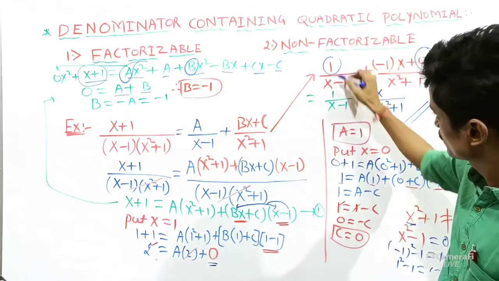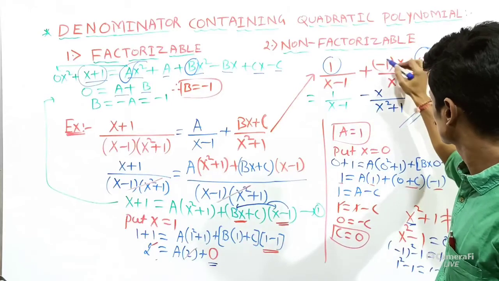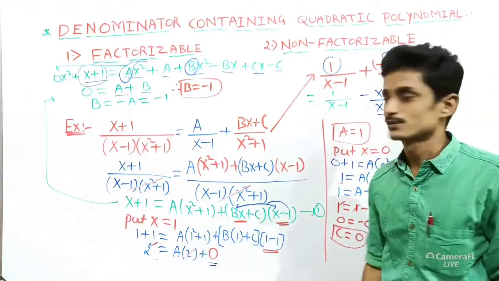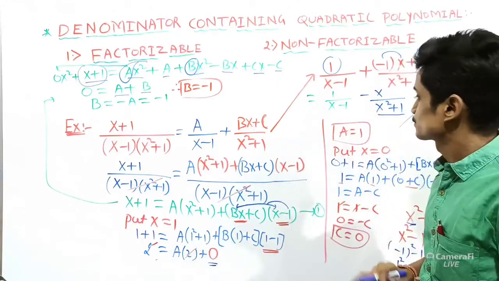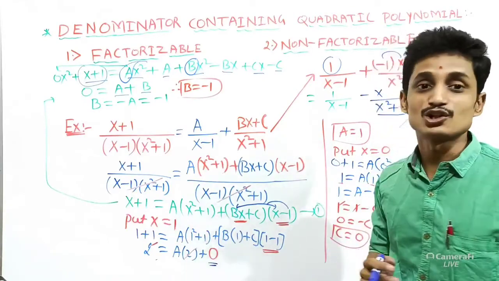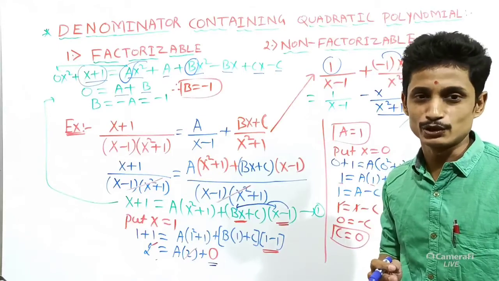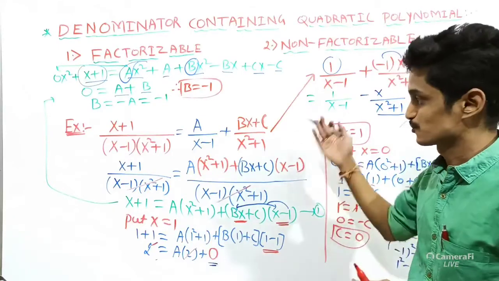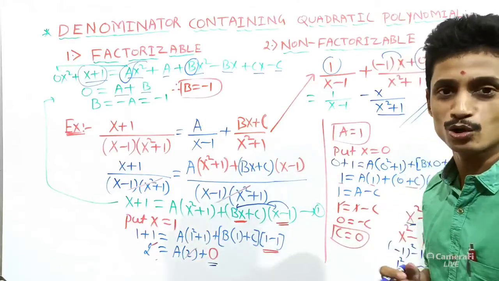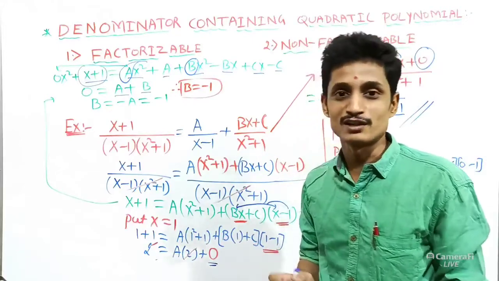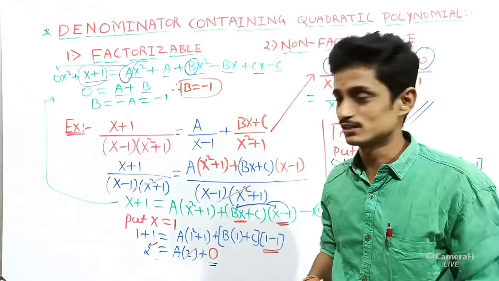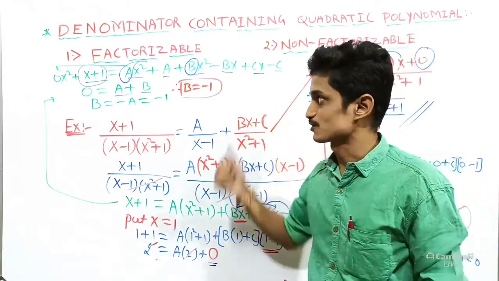Now one more step I chose: 1 divided by x minus 1, minus 1 into x is minus x, plus 0 leave it, divided by x square plus 1. This type of splitting is for a fraction containing a denominator that is a non-factorizable quadratic polynomial. A little bit lengthy, just follow it. This type of difficult question we have to practice more to crack JEE questions regarding integrals. This partial fraction we use in integral calculus. That's why just note this type of question.